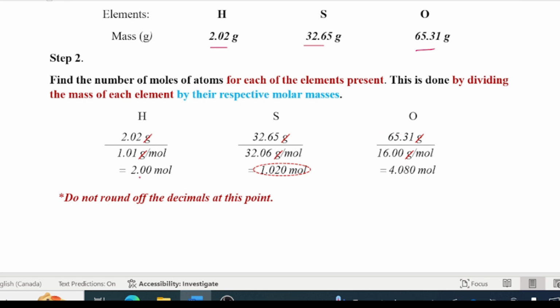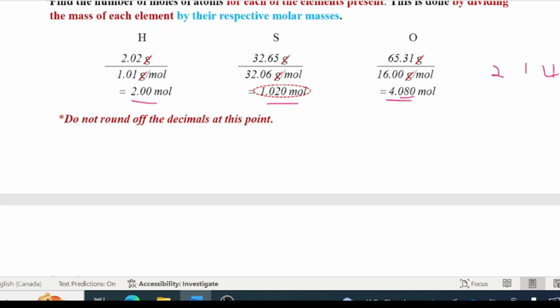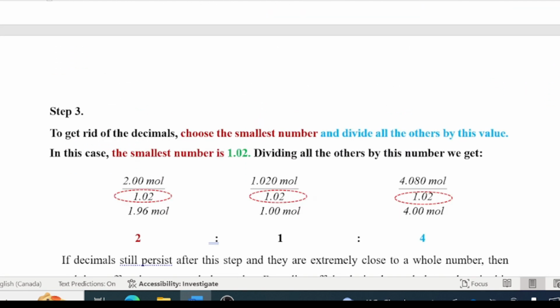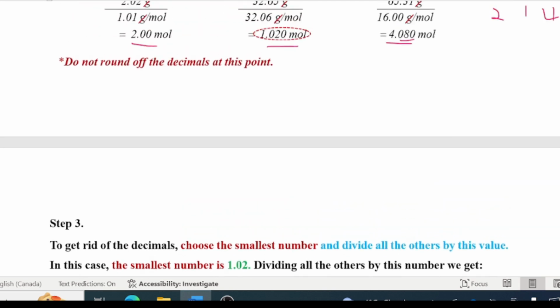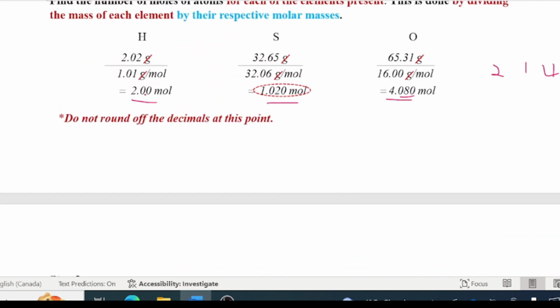When you do that, you end up with these values here. But because we do not have nice whole numbers, we do not have 2, we do not have 1, and we do not have 4, nice clean whole numbers, we are having some decimal points there. Do not round off at this point because your answer will not be accurate. So what we do, we try to see how we can get rid of these decimals and end up with whole numbers.